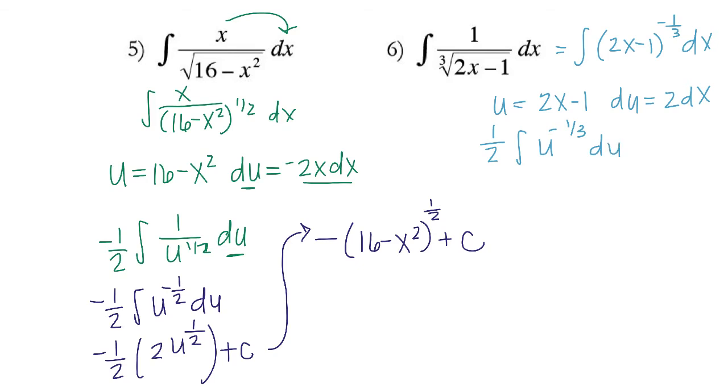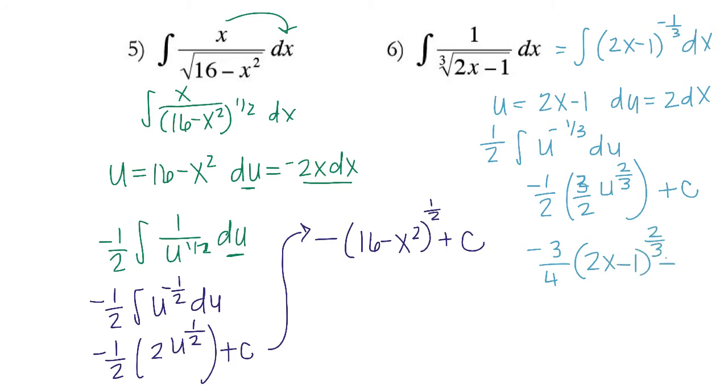And now notice again, this is not a 1 over x situation. This is 1 over the cube root of u. So definitely we don't need natural log here. So we're going to have 1/2 times, and that's going to be u to the 2/3. So this is going to be 3/2 as a coefficient plus c. And here it looks like we get negative 3/4 times, and u was originally 2x minus 1, to the 2/3, and then plus c.